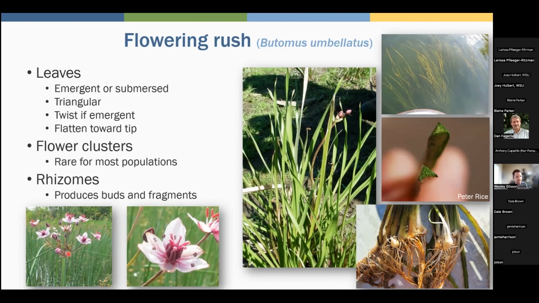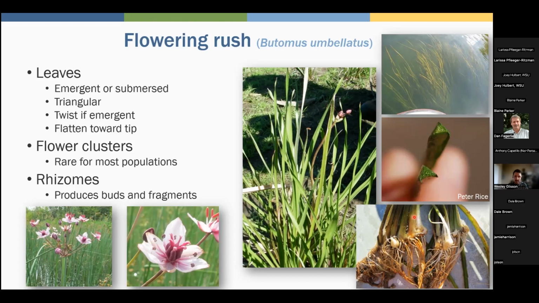The thing that really distinguishes it is going to actually be these flower clusters, but unfortunately those aren't very common. Some populations flower consistently, others not at all. And you're only going to see those flowers on stems that are actually above the surface of the water. So if you do see something like this, take note of that, give me an email, give me a call, report that as soon as you can. But again, those are not very common.